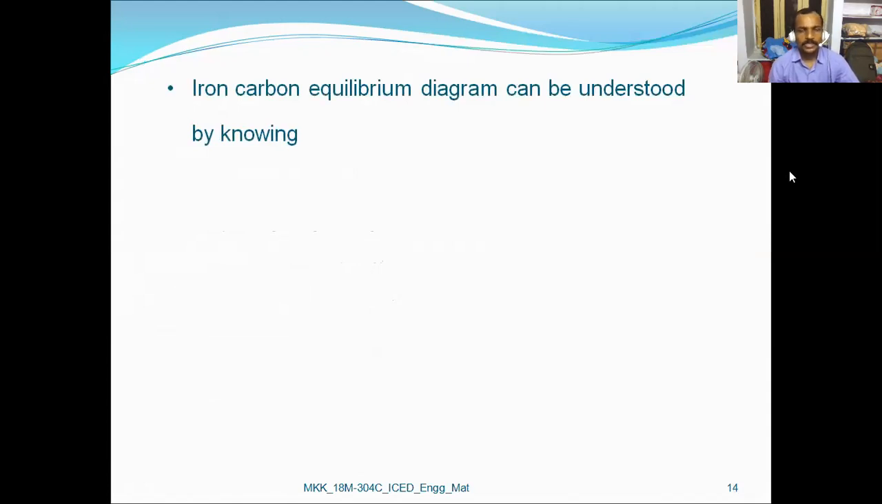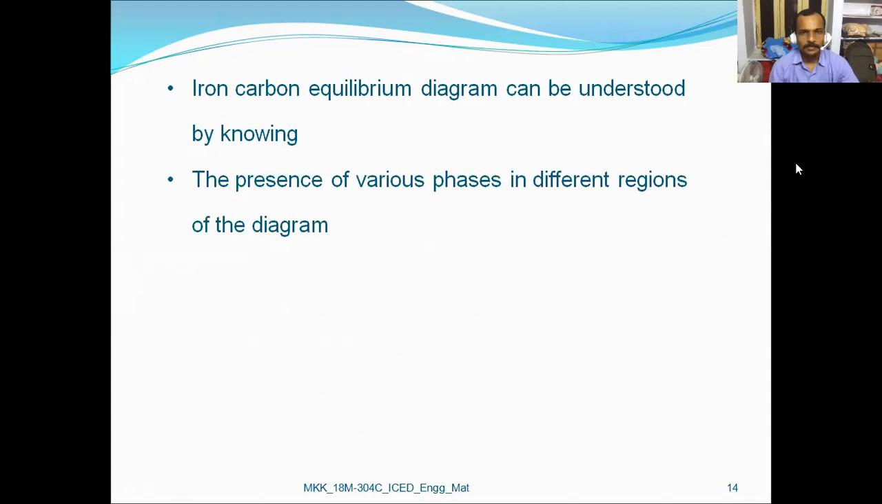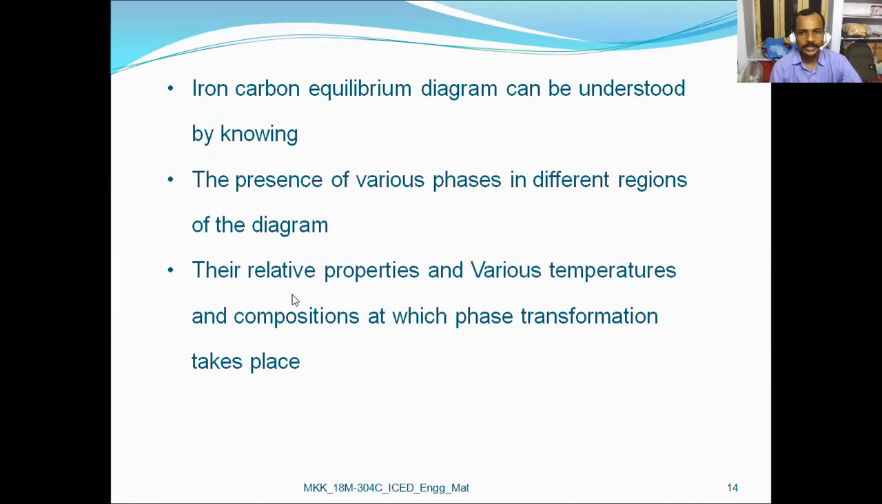So if we want to clearly understand this iron carbon equilibrium diagram, we need to know these particular points. First, let us start with the presence of various phases in different regions of the diagram. What are the different phases, and what is cementite, ferrite, pearlite, austenite? What are these combinations at different regions in this particular diagram? We need to know their relative properties and various temperatures and compositions.